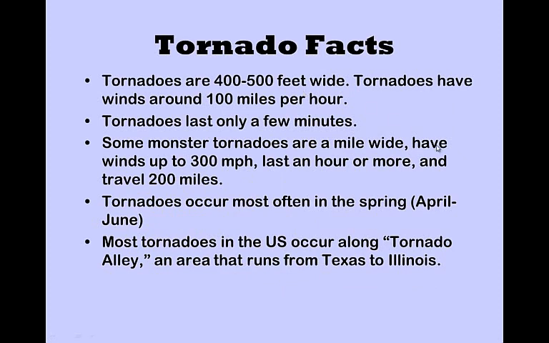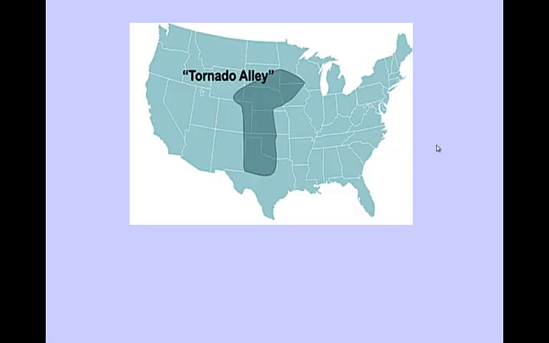They're usually between 400 and 500 feet wide, and they have winds at about 100 miles an hour. They only usually last a few minutes for one place. Some monster tornadoes are a mile wide and have winds up to 300 miles per hour, can last an hour or more, and travel 200 miles. Tornadoes most often occur in the spring, whereas hurricanes mostly occur in the fall. Most tornadoes in the U.S. occur during Tornado Alley, which runs from Texas to Illinois.